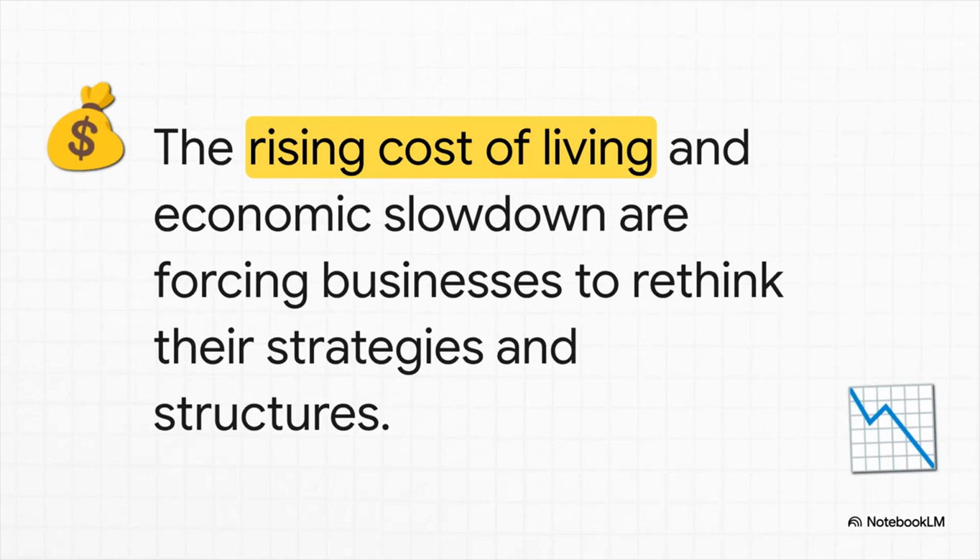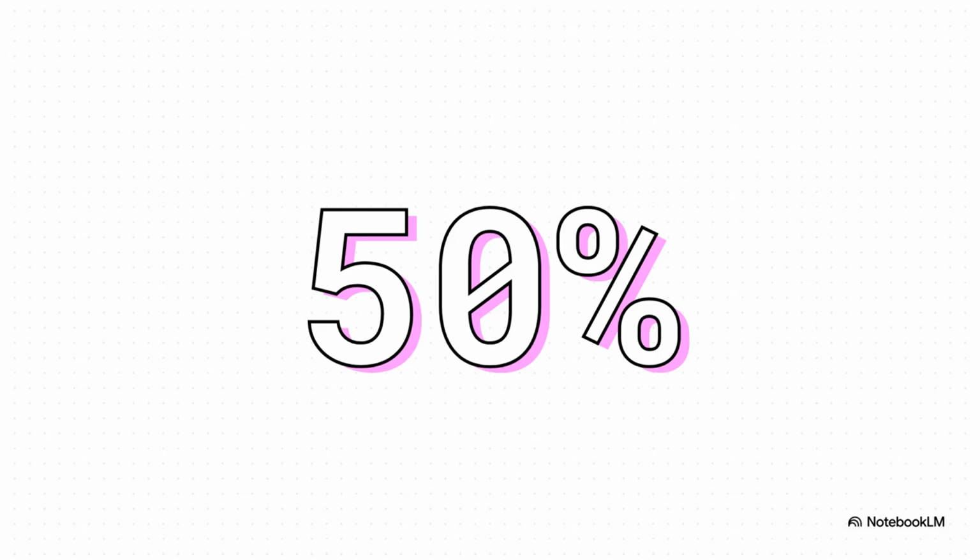Next up, we've got economic pressure. Things like inflation and a sluggish economy. They're not just headlines. They are directly forcing businesses to rethink everything, how they operate, and crucially, who they employ. In fact, get this. Half of all the companies in the survey said these exact economic pressures are a major reason they have to transform their business. That puts it right behind AI as the most influential trend out there.